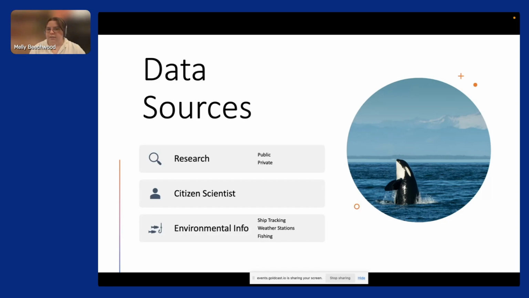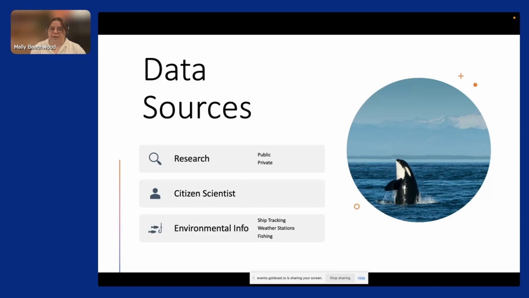You can also look for things like citizen scientists. In our area, I was really fortunate to come across this wonderful nonprofit organization called the Orca Network, who has been collecting data since the early 2000s by either text, phone, or email, and posting it on their website. And they graciously allowed me to scrape their website and use all of their data.